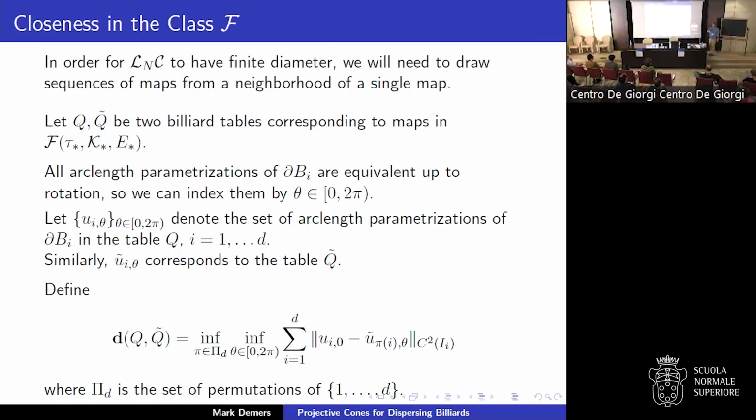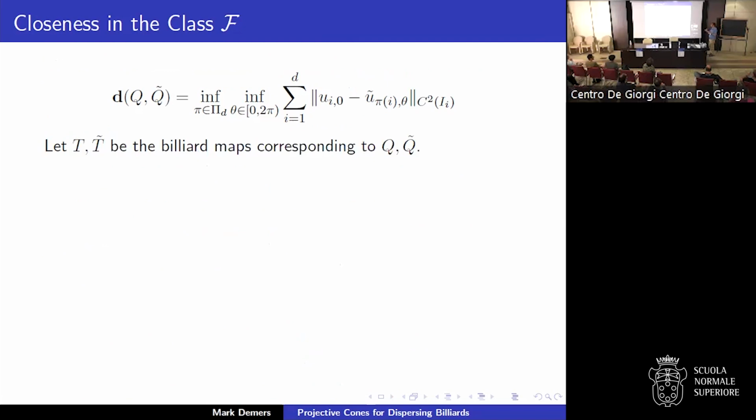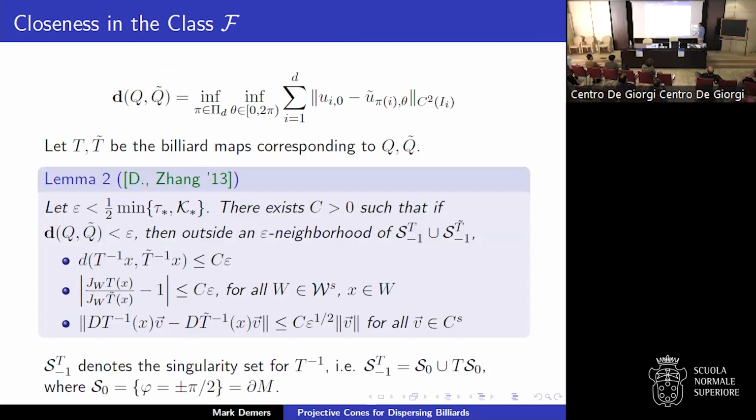Now you'd like to convert that to maps, but as Paolo pointed out, hang on, if you change a scatterer, you're going to change the location of a singularity curve. So that's not going to be so close. Obviously, there'll be some points that go really far apart; they have very different orbits. That's true, but there is still some control. So you take two billiard maps, T and T tilde, that correspond to Q and Q tilde, and if the distance between Q and Q tilde is less than epsilon, then you get some stuff.